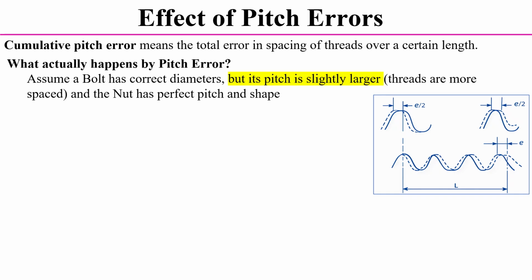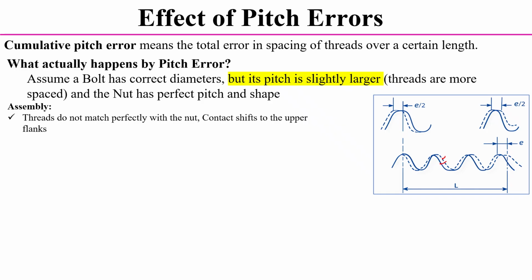Let's see what will happen due to this pitch error. Let's assume a bolt has the correct diameters, but its pitch is slightly larger, and the nut has the perfect pitch and the perfect shape. Let's see what will happen when this bolt and nut are assembled. Due to this pitch error, threads do not match perfectly with the nut. This contact will be shifted to the upper flanks.